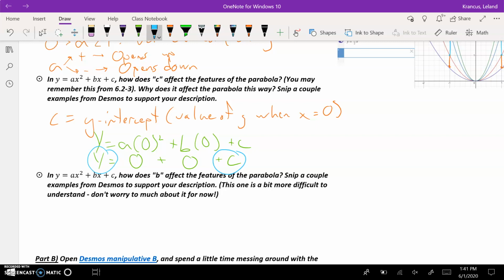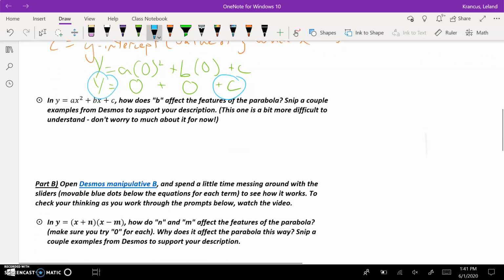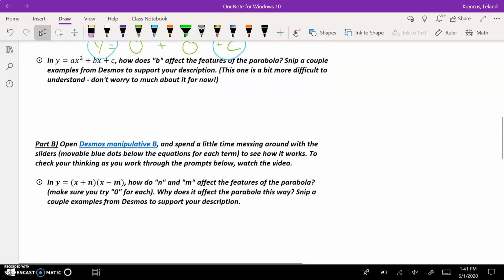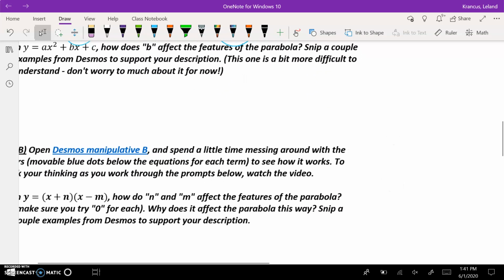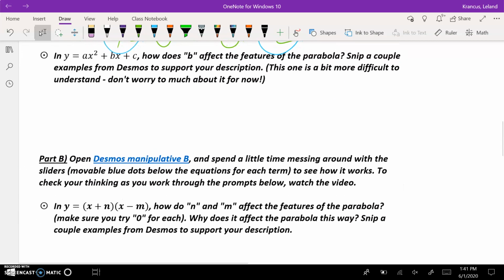It is sometimes the vertex when you don't have this bugger of a b value, which kind of complicates things. So this is what we'll talk about next. And notice what I said, this one's a bit more difficult to understand, so don't worry too much about it now.